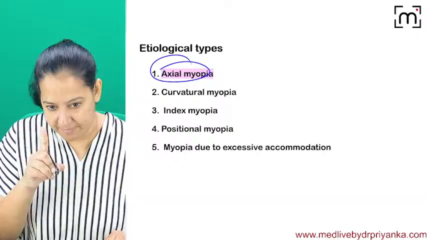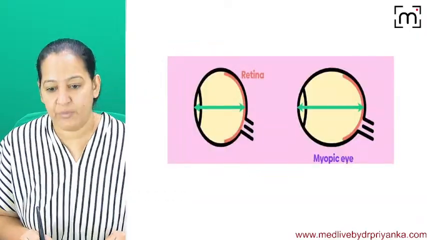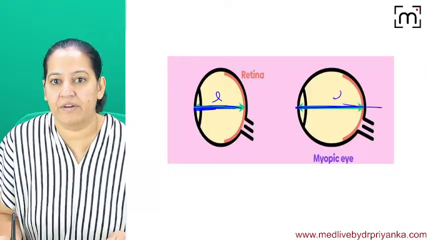Now axial myopia. One by one, we'll take all five. In axial myopia, there is an increase in AP length. See the AP length over here, and see the AP length over here.